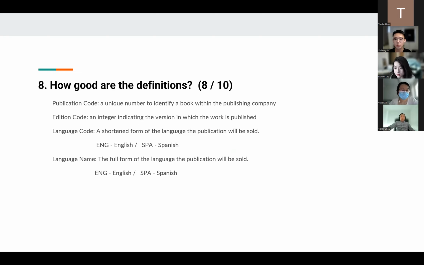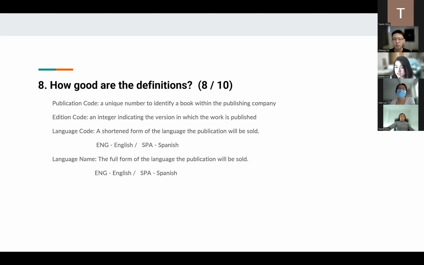So overall, the model provided most of the definitions with details, but there are still some missing or incomplete. Therefore, 2 points are deducted. The following shows the definitions that should be added in. The publication code, which is a unique number to identify a book within the publishing company. The edition code, which is an integer indicating the version in which the work is published. Language code, a shortened form of the language the publication would be sold in.